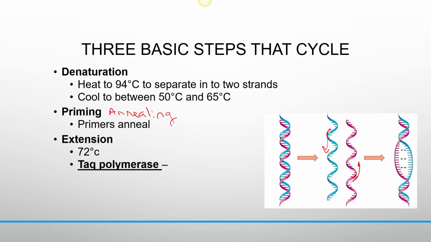that particular region. Now, Taq polymerase is a special type of polymerase that can withstand really high temperatures, because in order to separate the strands of DNA artificially, we need to increase the temperature to 94 degrees Celsius. That's really hot, and most enzymes would denature or fall apart at that temperature. But Taq polymerase is a special kind of enzyme that can function at that high temperature.